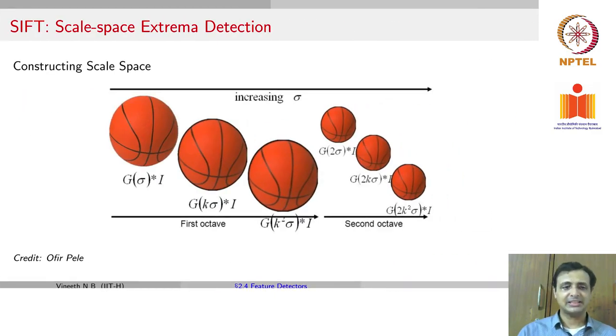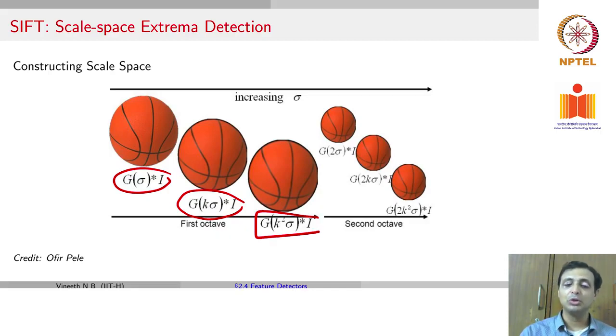So the first step, as I just said, is scale space extrema detection. And the way SIFT implements this is to firstly construct what is known as a scale space. A scale space, as shown in the diagram here, is simply taking an image and convolving it with a Gaussian, that's one image, then convolving it with a Gaussian with k times sigma, that's another image, but the size of the image stays the same, it may only be more blurry. Then you have a convolution with a Gaussian with k squared sigma.